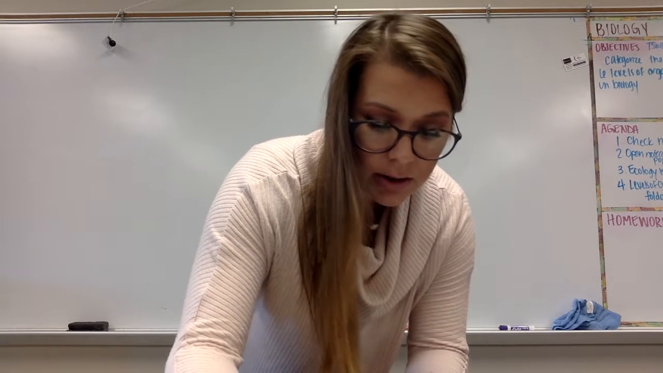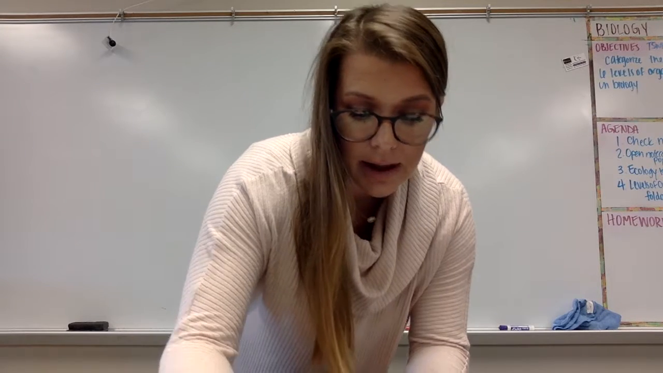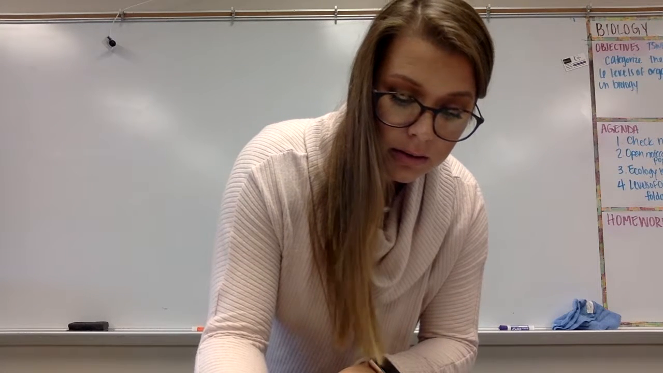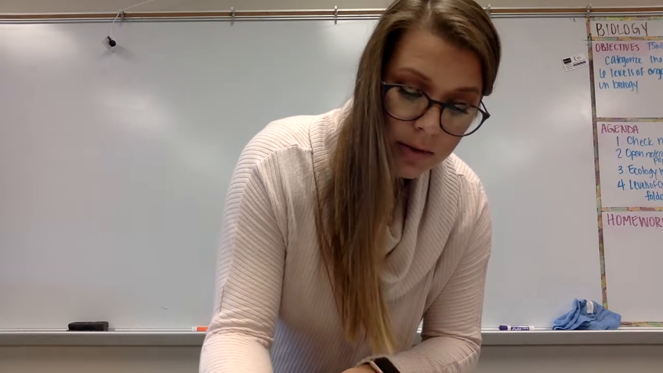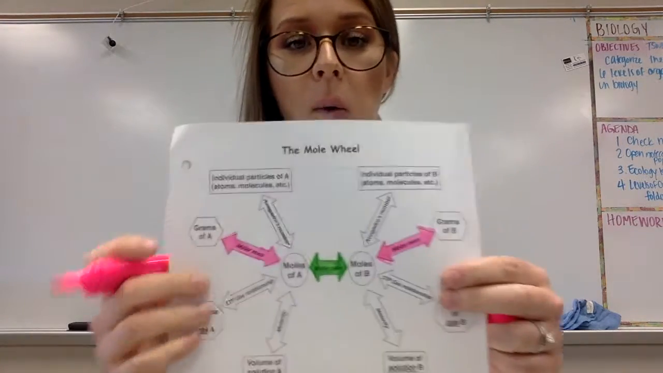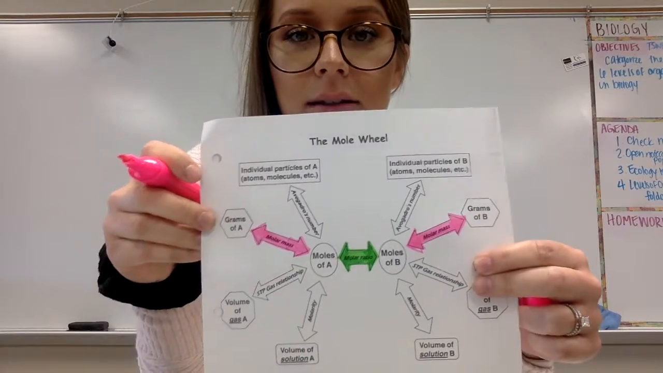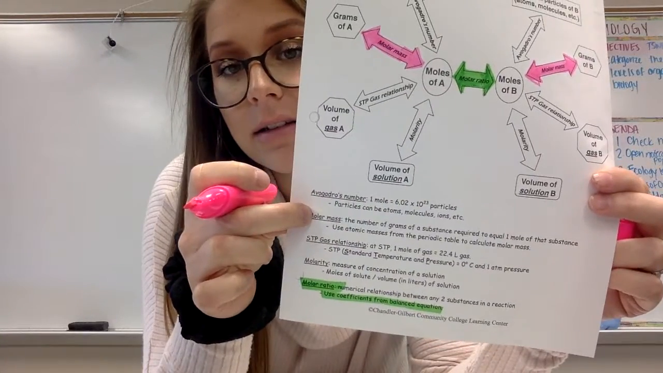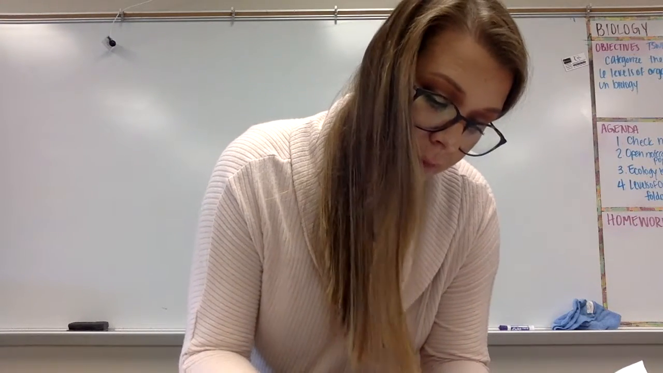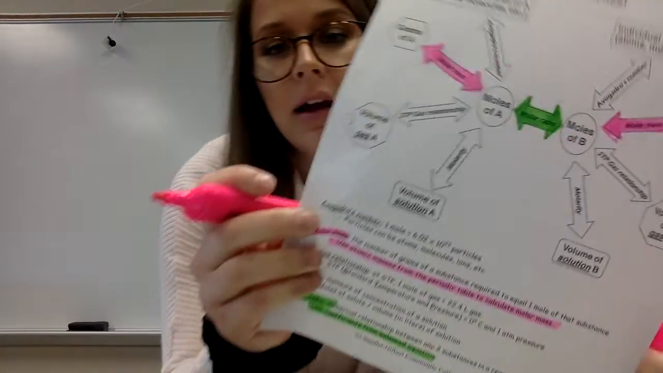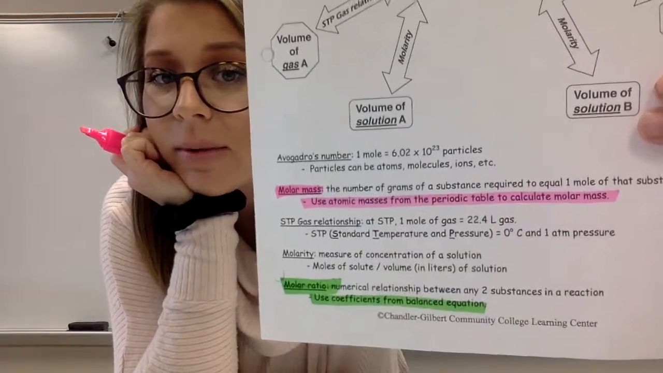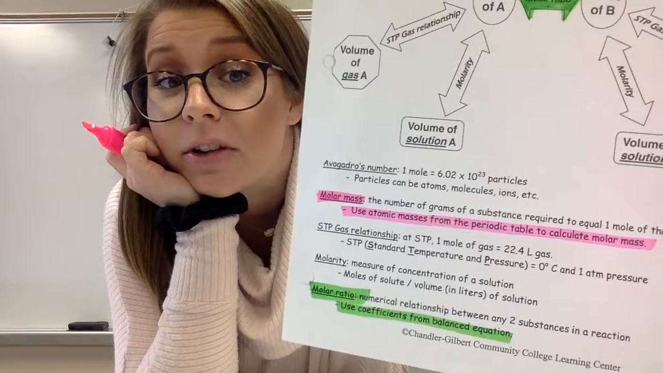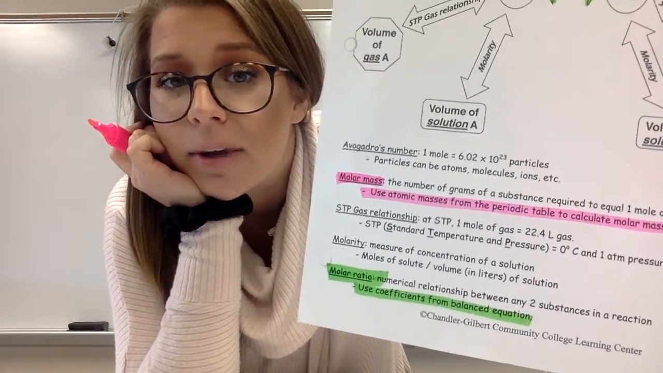So take your new highlighter color, highlight that molar mass on both sides. With that new color. So you should have something like this. And then down below, you're going to highlight where it says molar mass. And then use atomic masses from the periodic table to calculate molar mass. Remember, we did that all the way back in atomic theory. We learned how to calculate molar masses of compounds.